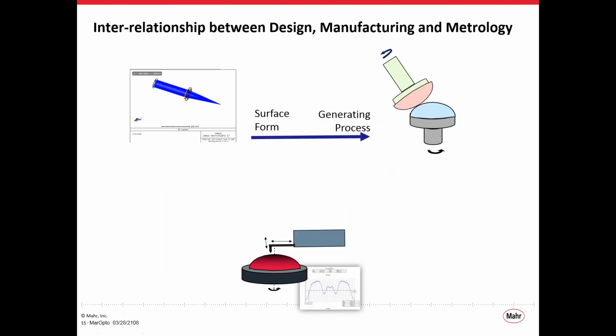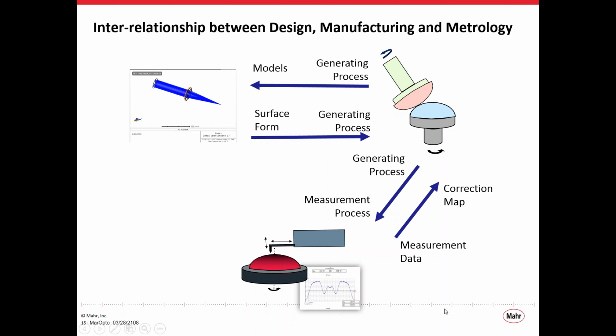So, as you can see, the relationship between optical design, the manufacturing process, and the measurement process is integrally related. The surface forms that you choose in the optical design will determine the generating processes that you'll be able to use for the surface. In turn, the characteristic signatures of the generating process will influence which mathematical models are needed to fully design the system.